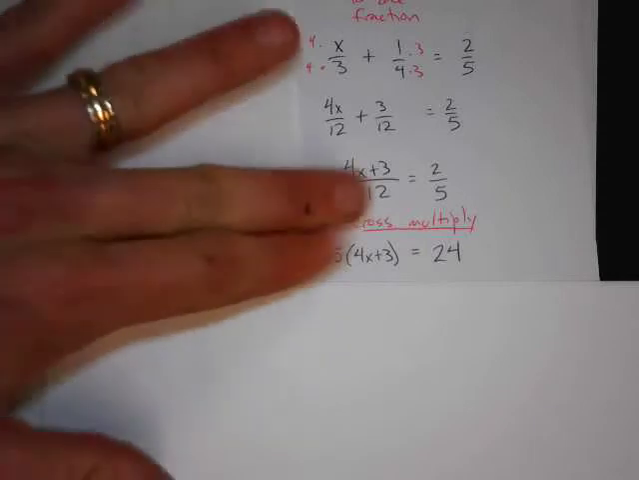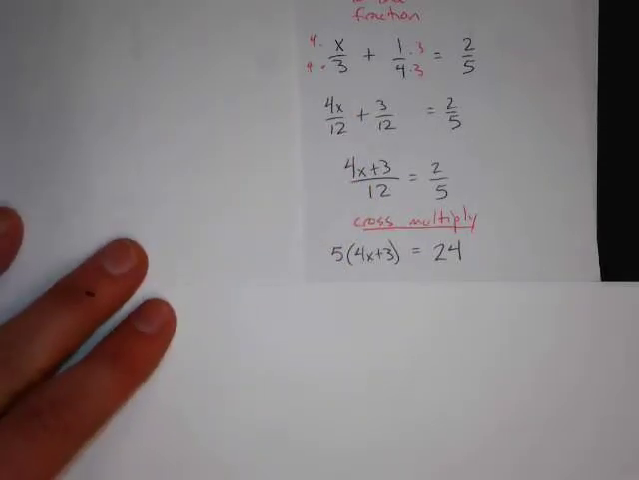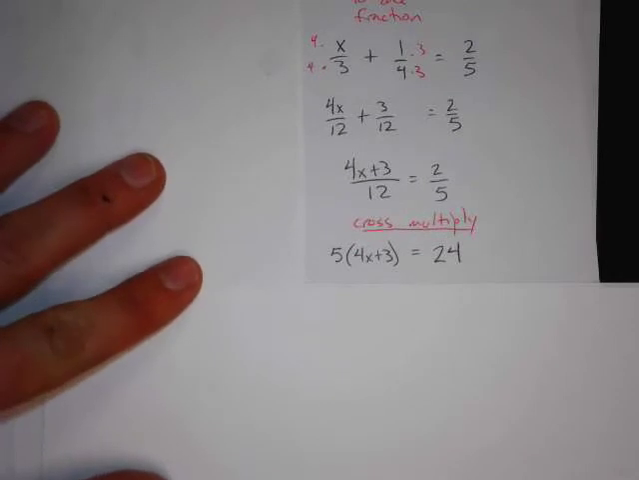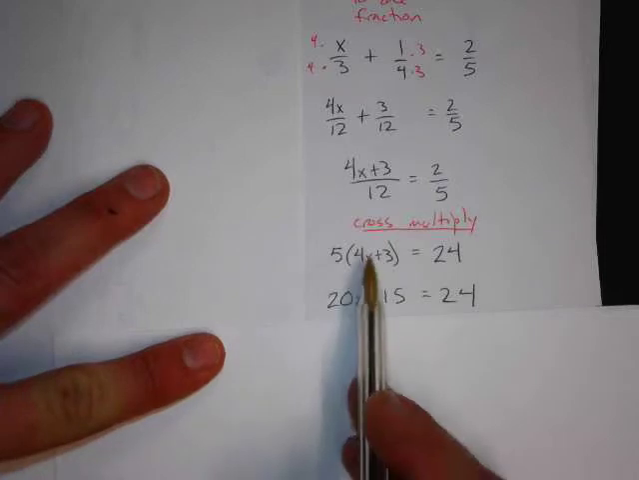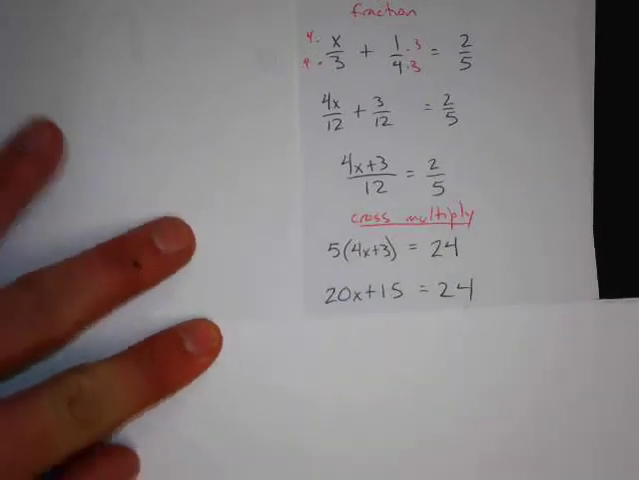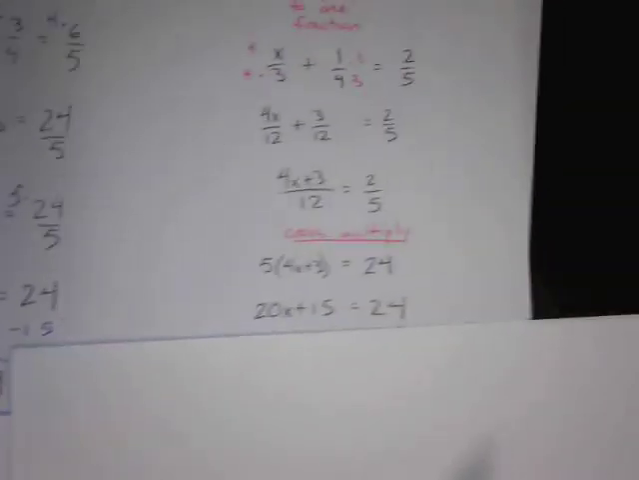If what I just did was too fast, now's the time again: pause, rewind. I'm just getting some basics covered. From here, I then use the distributive property. 5 times 4x is 20x, 5 times 3 is 15. And then I'm back to where I was before, right? If you remember, I'm back to that same spot.